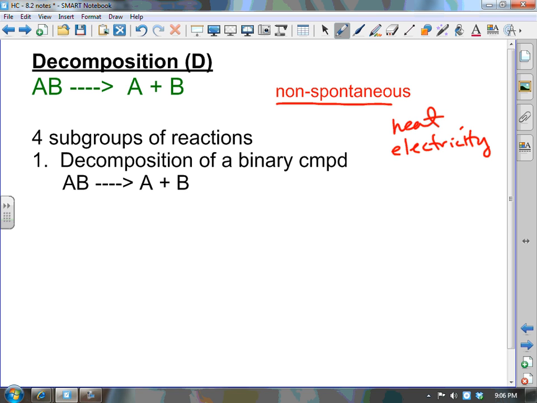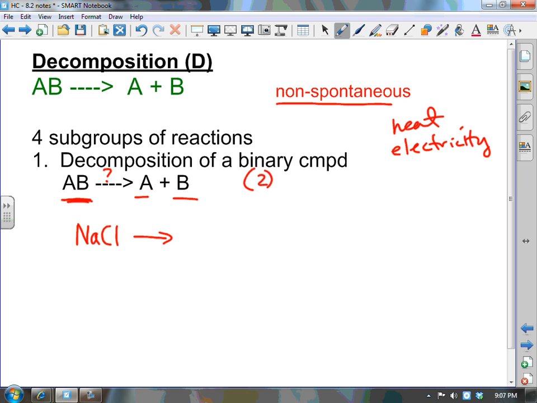The first subgroup is the decomposition of a binary compound. So we're talking about a chemical that has just 2 elements in it. So again, if you recognize here, if you have one chemical on the left-hand side, the only thing that it can do is break apart. Now, they're probably going to tell you something here about the conditions. What did they do to make it happen? We do a simple one here.